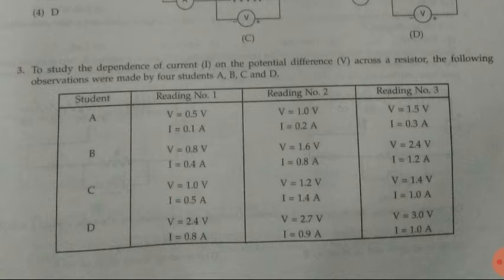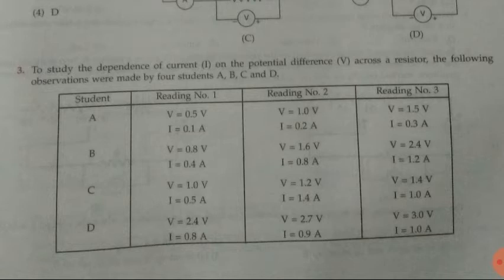Okay, current is increasing by 0.1 ampere. Okay, so voltage is increasing by 0.5 volt and current is increasing by 0.1 ampere. So if we find out the resistance here by using the formula V upon I, in all the readings for A we are getting a constant resistance.